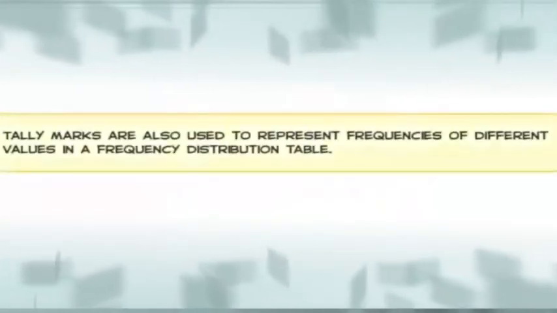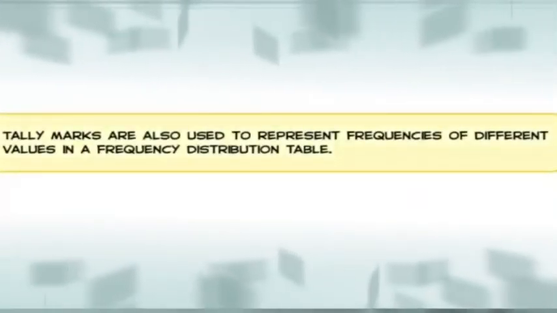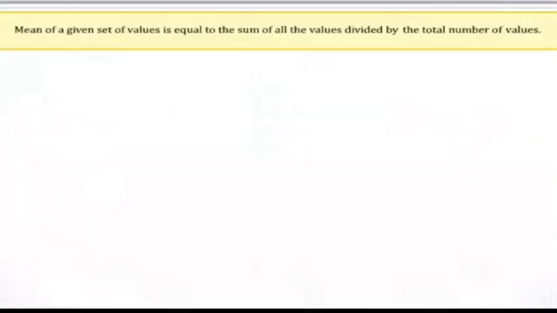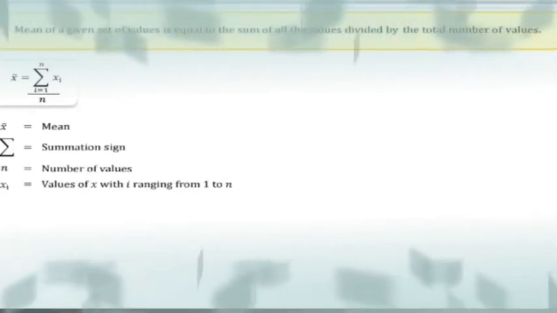Tally marks are also used to represent frequencies of different values in a frequency distribution table. The mean of a given set of values is represented by the expression shown here. Here x with a bar over it represents the mean of n number of values. xi with a summation sign denotes the sum of values of x from its first to nth value. Let us apply this equation to Mr. Pinch Hitter's case.